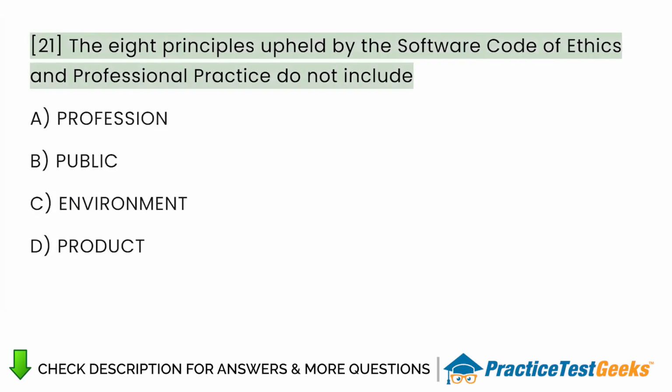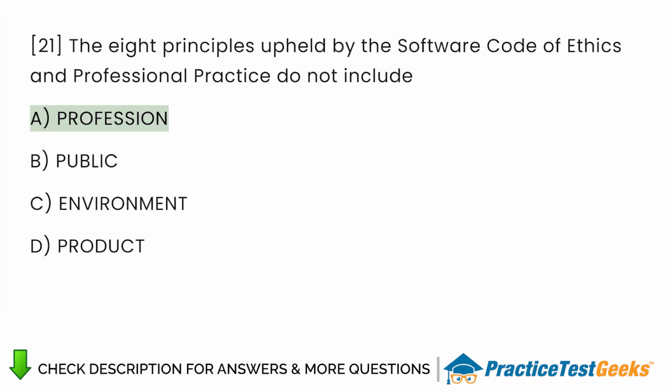The 8 principles upheld by the Software Code of Ethics and Professional Practice do not include A. Profession. B. Public. C. Environment. D. Product.